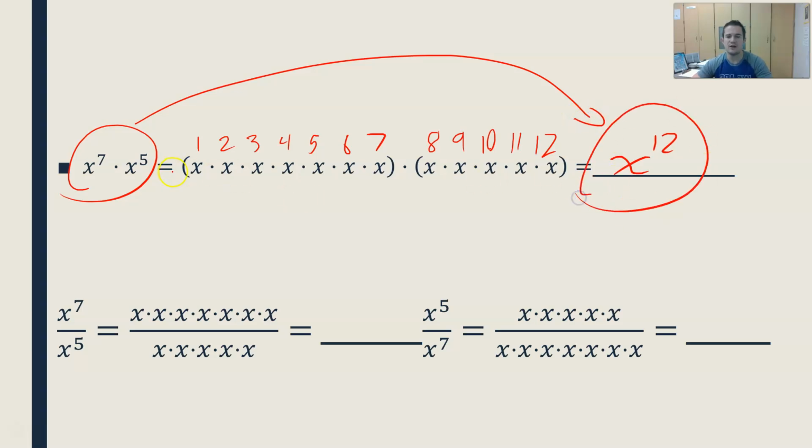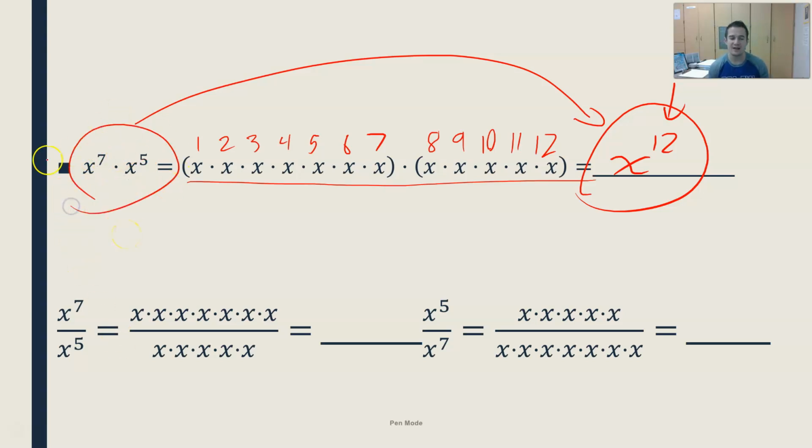Notice here, if I didn't write this all out, notice the relationship here. I had x to the 7th times x to the 5th, 7 x's, plus an extra 5 x's that I'm multiplying together. That's a total of 12 x's that I'm multiplying together. So I write it as x to the 12th. I added these two exponents together to give me 12 total x's that I was multiplying together. Okay?